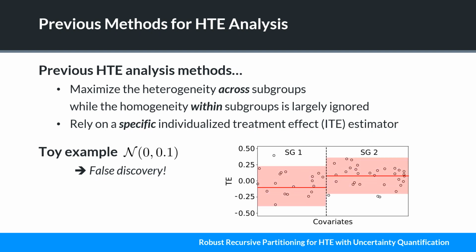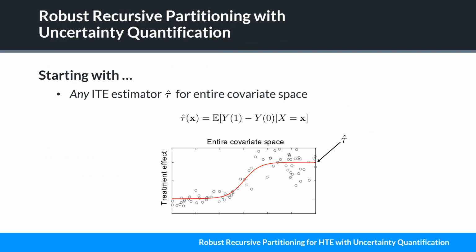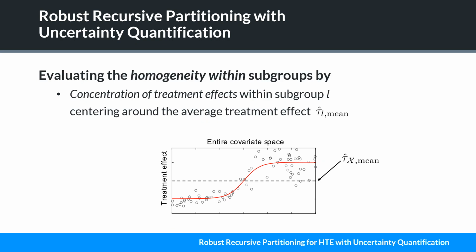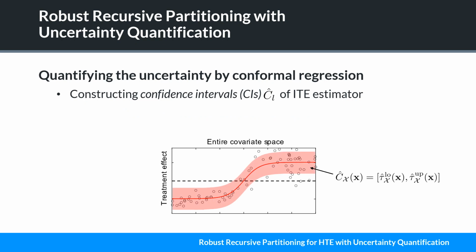To improve the robustness of subgroup analysis methods, we try to quantify uncertainty in the discovery process using confidence intervals of the ITE. We start by constructing an ITE estimator for the entire covariate space. Here we can use any kind of ITE estimator. Then we measure the homogeneity within a subgroup by the concentration of the ITE within the subgroup. Specifically, we obtain the confidence intervals of the ITE estimator by using a conformal prediction method. The confidence intervals constructed by conformal prediction satisfy the frequentist coverage guarantee in finite samples.